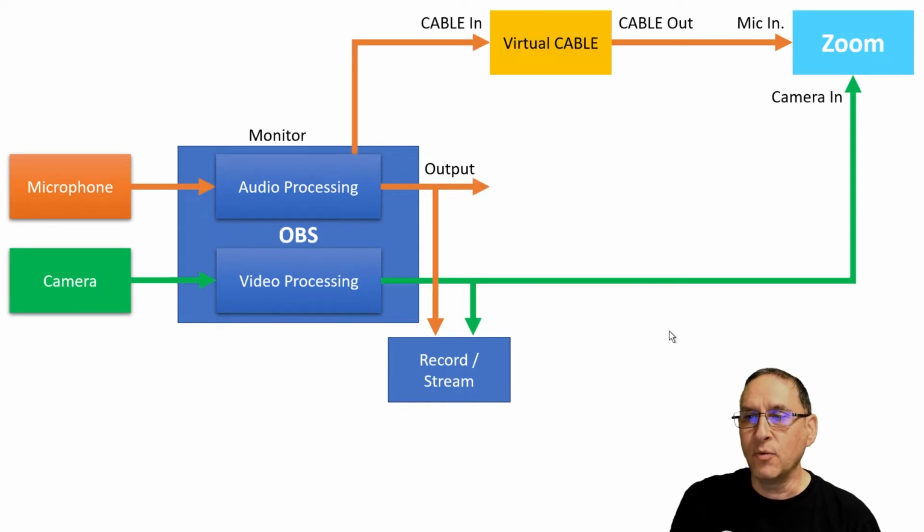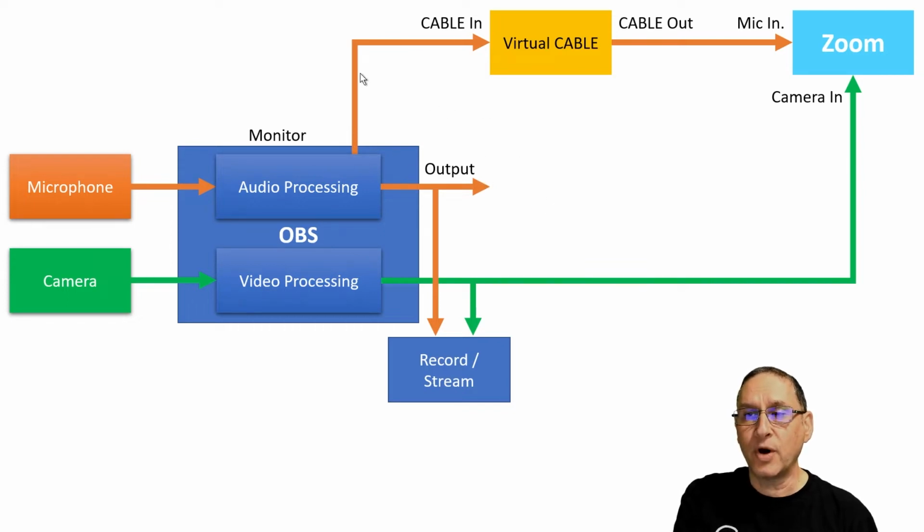Okay, I'll move on. What I suggested the last time was that we get something that's called virtual cable, because virtual cable does take some output out of OBS, and it's just a piece of software that takes cable in from OBS and then cable out goes into Zoom, and voila, you get the microphone through OBS and into Zoom and not directly.